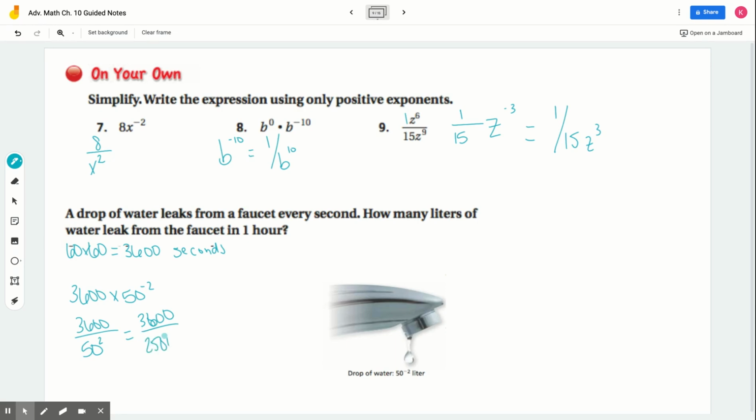Now, go ahead and simplify this. When we simplify this, we have 1 and 11/25, which is equal to 1.44. And we're talking about liters. How many liters? So 1.44 liters of water will leak from that faucet in 1 hour.